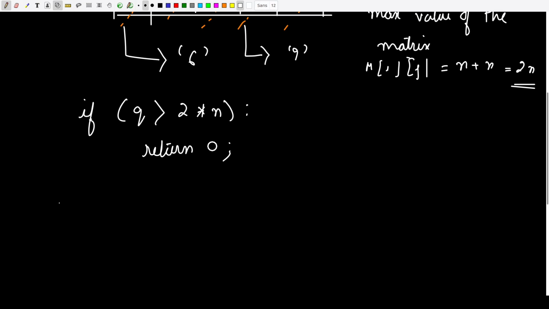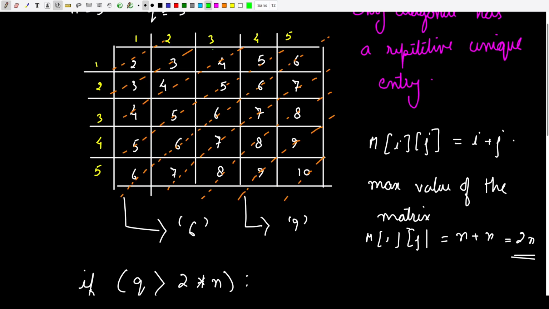Now let us look at the cases where q is within the range of 2n, where q is less than or equal to 2n. So in order to find out the number of cells containing q, what we need to find out is this diagonal. And what do I mean by this? I need to find out the unique entry which will be there in the longest diagonal. So let us see how we will be able to find it out.